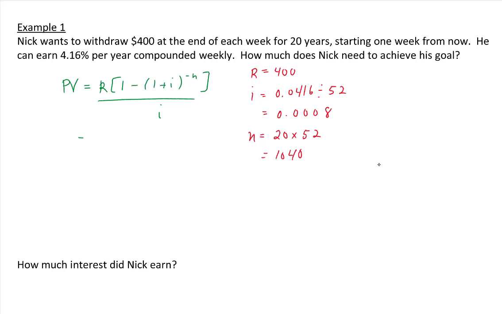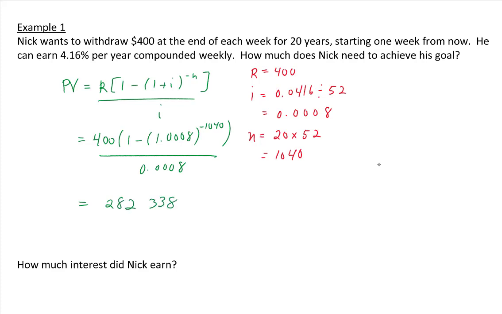So next step is to sub these values into our formula. So we have 400 times 1 minus 1.0008 to the exponent negative 1,040, close that bracket, and divide by 0.0008. And if you do this correctly, you end up with $282,338.58. So that's how much money he has to put in now to give himself a salary of $400 every week for 20 years.